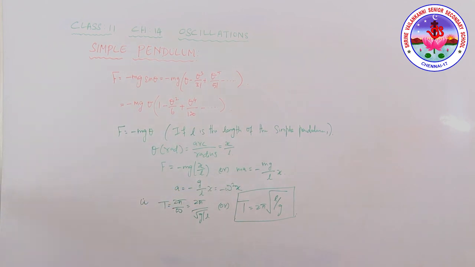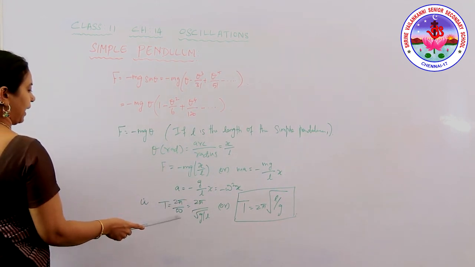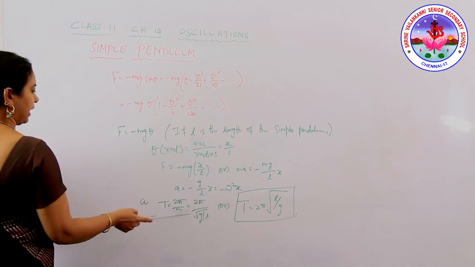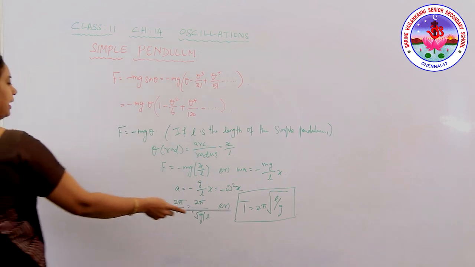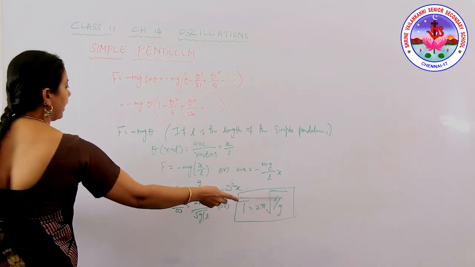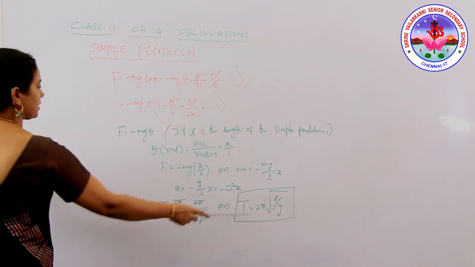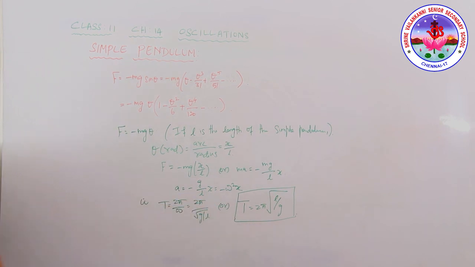So the acceleration of the bob is proportional to its displacement and is directed opposite to it. So for small oscillations, the motion of the bob is simple harmonic. The time period formula: T equals 2 pi by omega. Taking the omega value, T equals 2 pi by root of g by L, or T equals 2 pi root of L by g. So with the help of this formula we can find the time period of oscillation of the simple pendulum.